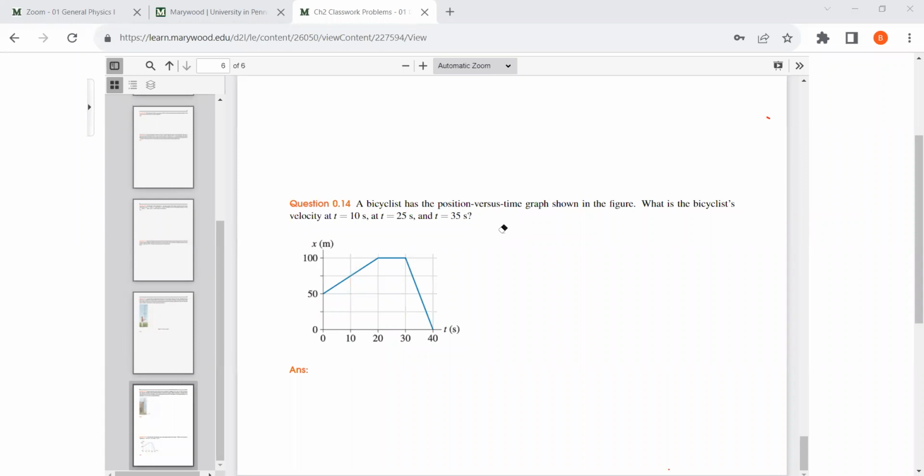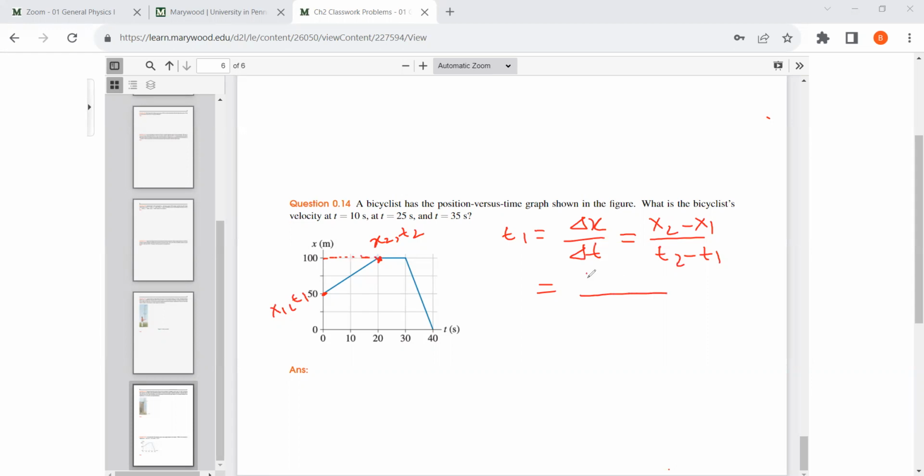The slope will be delta x over delta t. Delta x is x2 minus x1, and delta t is t2 minus t1. So what we have to do is find 2 points. For example, let's take 2 points on this line. Let me choose this one as x2 and t2, and this one as x1 and t1.